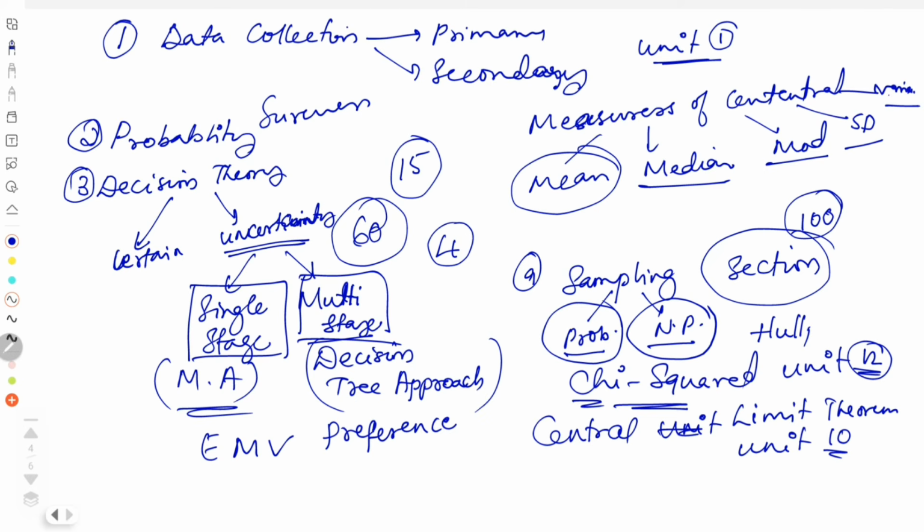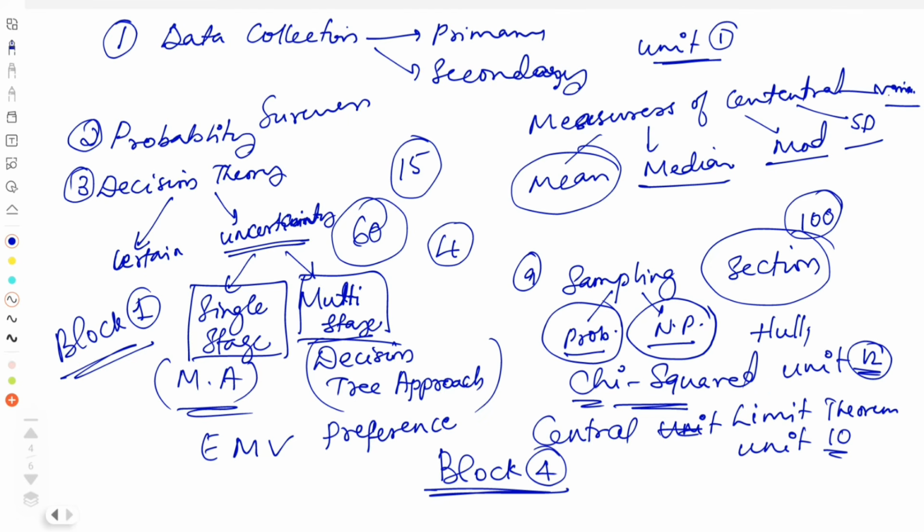Then block number 4, actually almost all the units of block number 4 are important. Time series analysis, regression, correlation, all these things are important. So I would strongly suggest block number 4, do not miss. Same way block number 1 as well. Block number 1, especially unit number 1 as well as unit number 4, that is decision making and decision theory, do not miss. Same way block number 4 also, time series analysis, regression, correlation, at least these three definitely study and go.